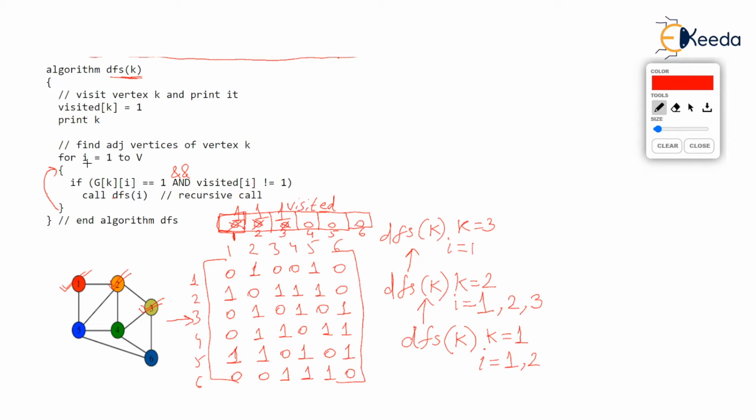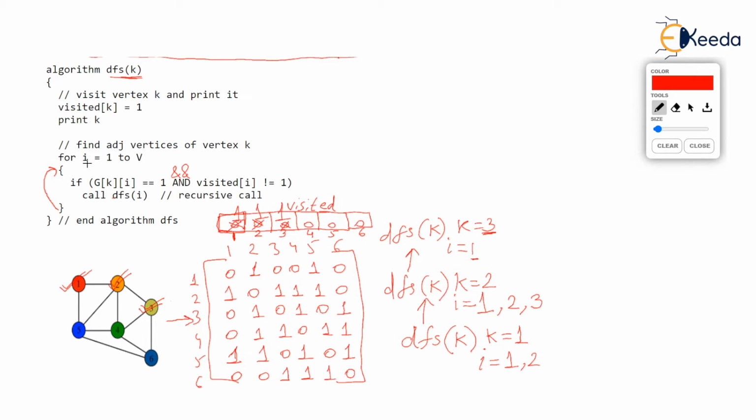Now you're used to this question, isn't it? Is third row and first column, G[K][I], kth row, ith column, is it 1? You can see clearly 3 is not adjacent to 1, isn't it? Therefore, third row and first column is 0. Check the matrix. So the if is false.